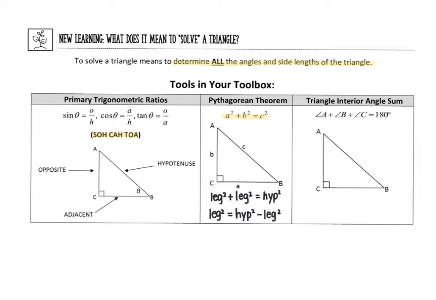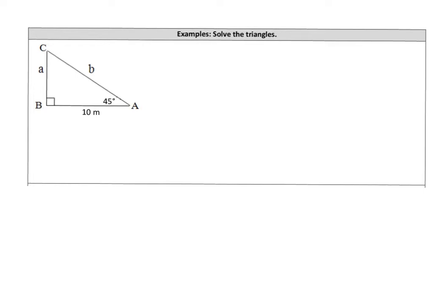The final tool in your toolbox that you're going to need is the interior angle sum. This is the theory that tells us that if we add all of the angles inside of a triangle, we should get 180 degrees. We'll note that in right angle triangles, we'll always know one of the angles is 90 degrees, so this will be helpful to us. To begin to solve a triangle, we'll need to look at what we've been given.